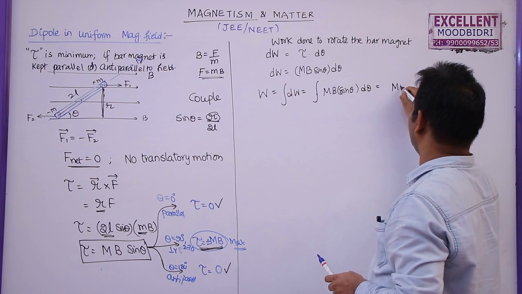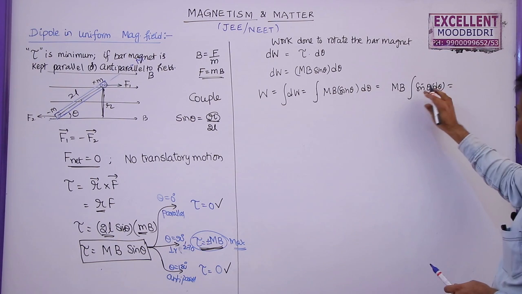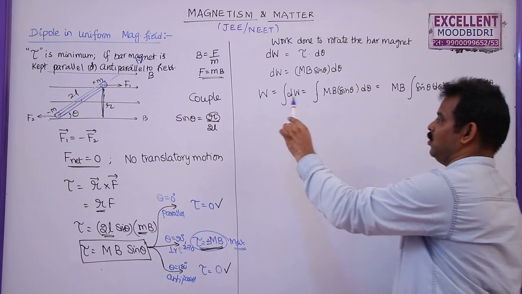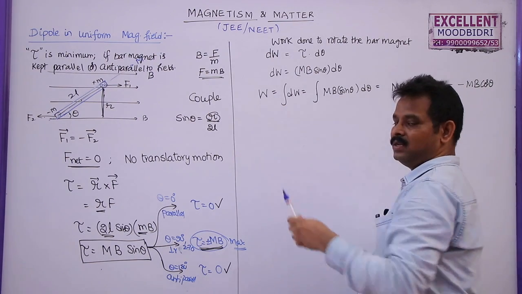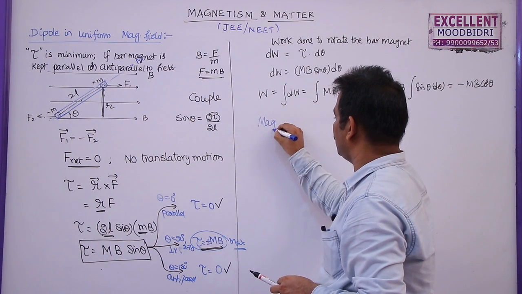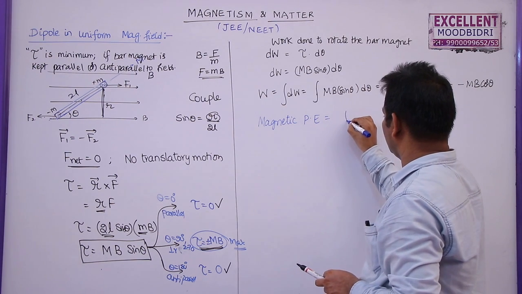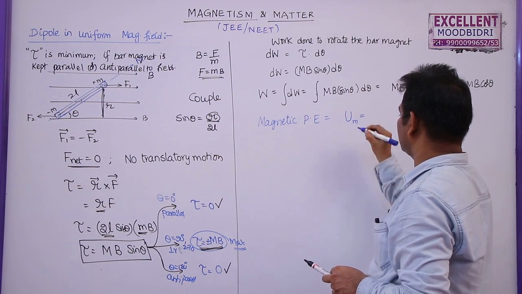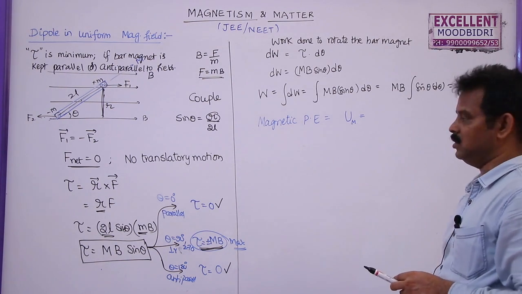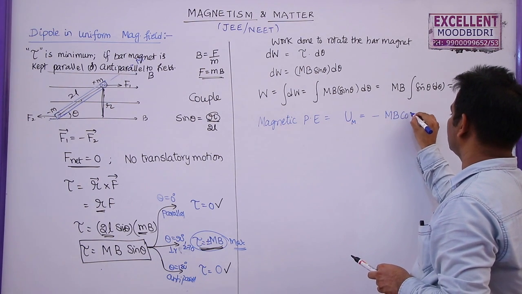theta. Here mB is constant, bring it outside. Sin theta d theta will be minus cos theta. This will become mB cos theta. Whatever the work is done, this will be stored as energy. Here this energy is called magnetic potential energy, which is denoted with the letter U, and in some cases it is given as UM also, because we have electrostatic potential energy also. So magnetic potential energy will be equal to minus mB cos theta.